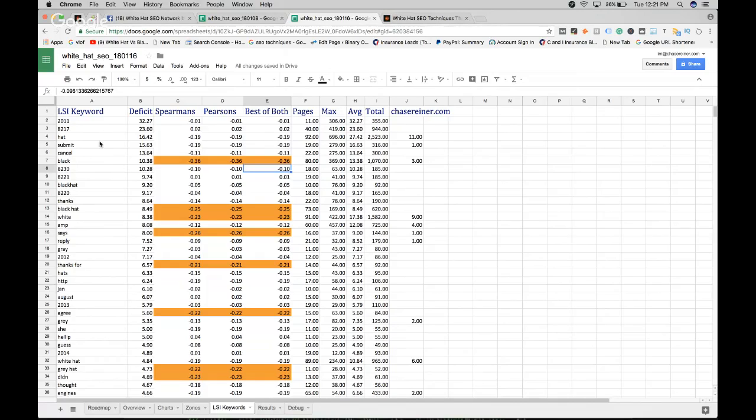Well, for instance, let's say we had the page that was ranking on the first page that I just SEO'd, and we just put white hat in it 1,000,000 times. That page would obviously go majorly down in rankings.